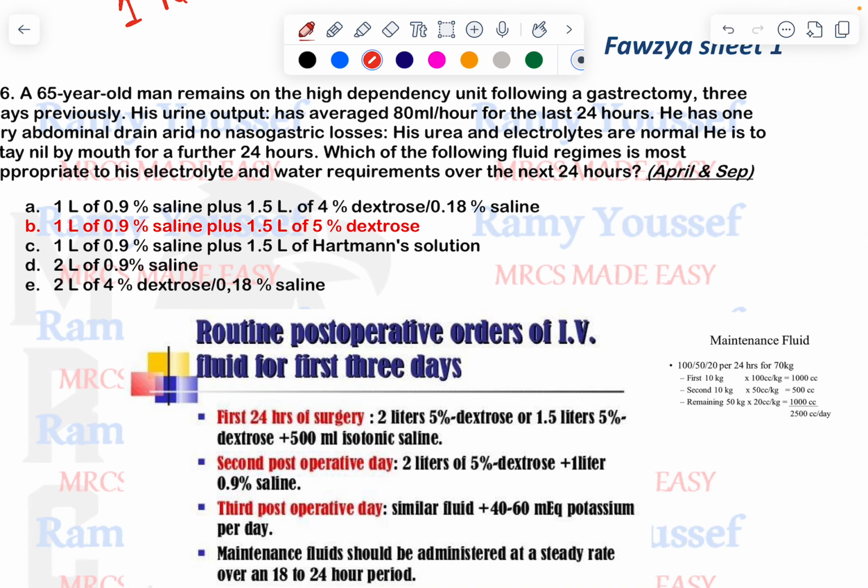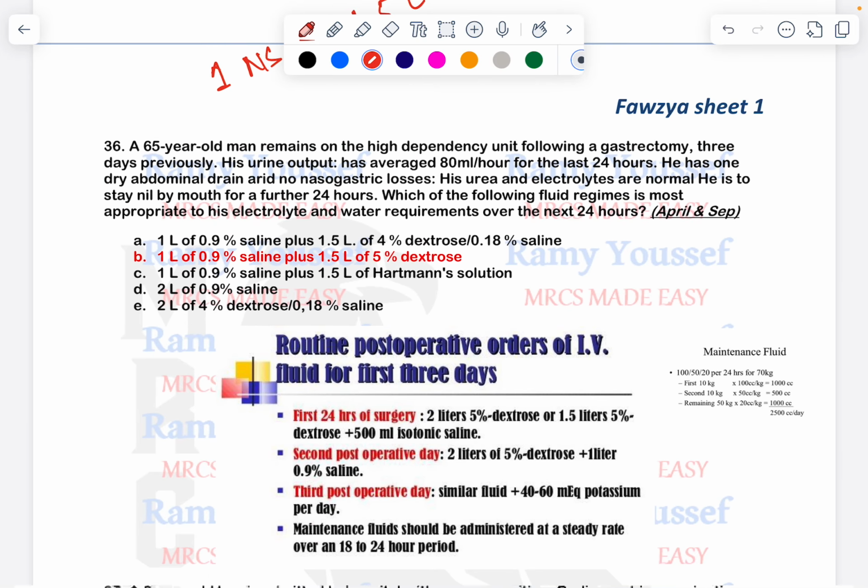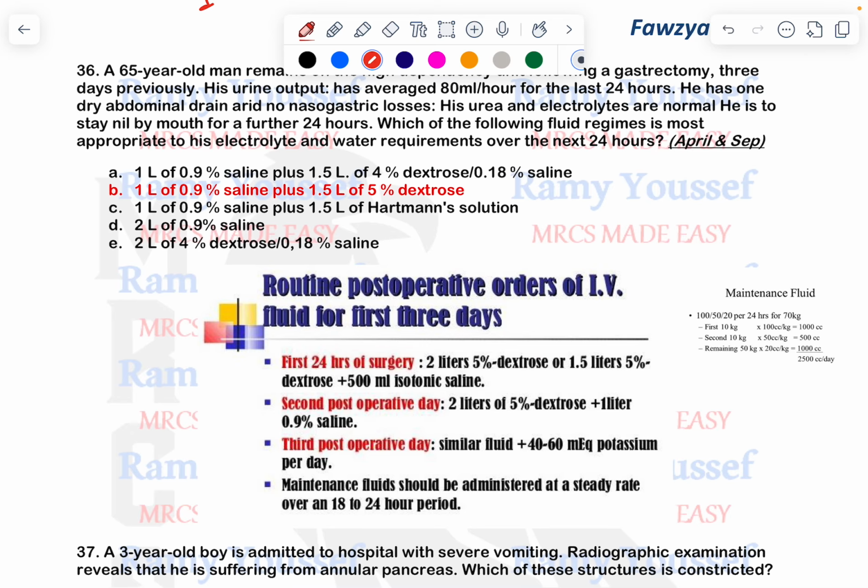Third day. 40 to 60 milligrams of potassium per day. Maintenance fluid should be administered at a steady rate over a 24 hour period. So 40 to 60 means 20 at each point. So with 3 liters, each liter has to have 20 milliequivalents of potassium added.